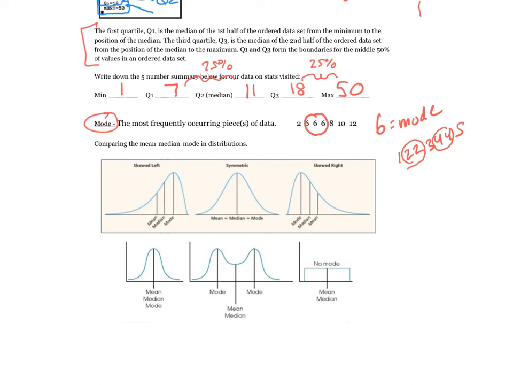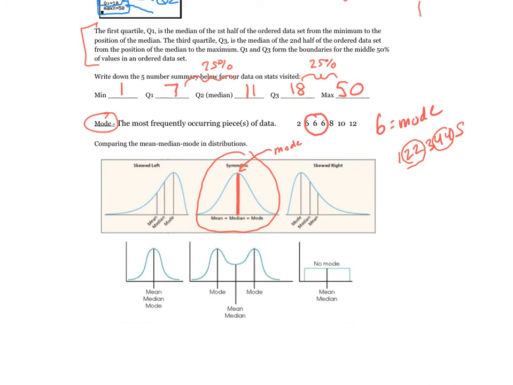This will help a little bit with an explanation about the mode. Comparing the mean, median, mode in distributions. Notice in a symmetric distribution in the middle here, the mean is equal to the median and it's equal to the mode and it's right in the middle, okay? Where you find a mode in the graph is the highest point. So the highest point in the graph is the mode.